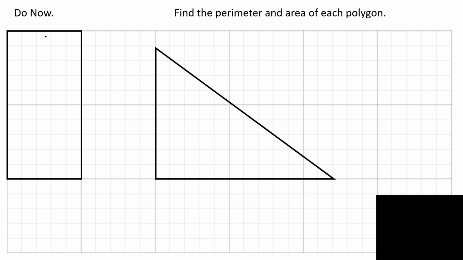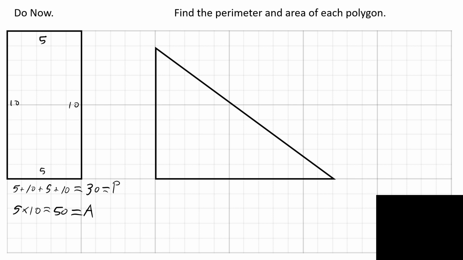Okay, for the perimeter with the rectangle, pretty straightforward, right? I can figure out each length of each side. We add up those lengths. It gives a perimeter of 30. The rectangle is also pretty straightforward for the area. 5 times 10 gets us 50, and that is the area.